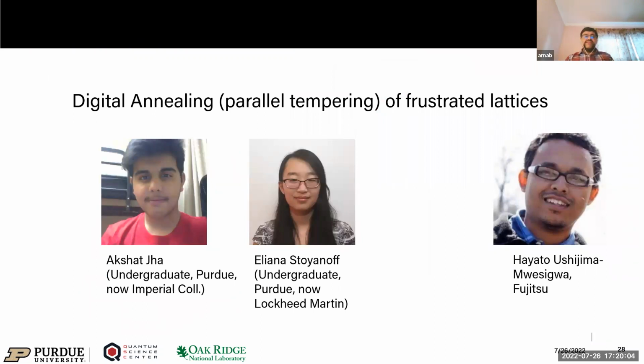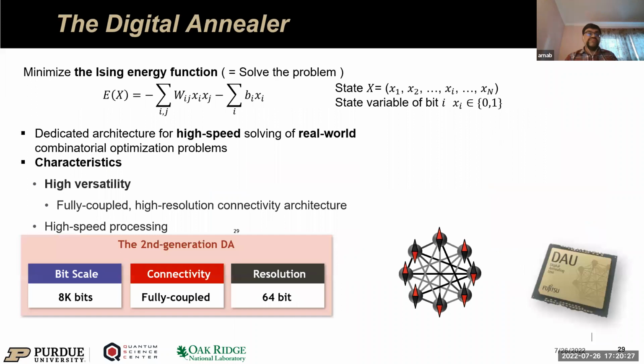When we were doing this, Hayato was at Fujitsu at that time, and at Fujitsu we have Avradip Mondal, who was a school friend of mine, and he said, why don't you also see what we can do here, because there what you have is a parallel tempering mechanism which can also be very fast, and can we also do magnetic phase discovery using the digital annealer.